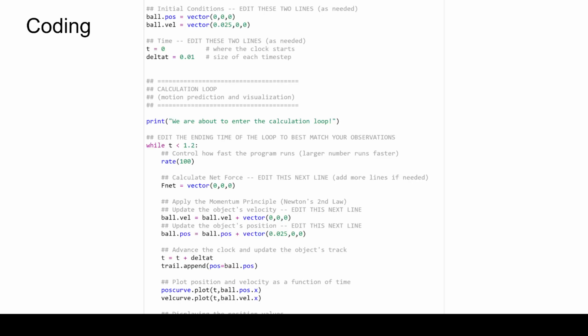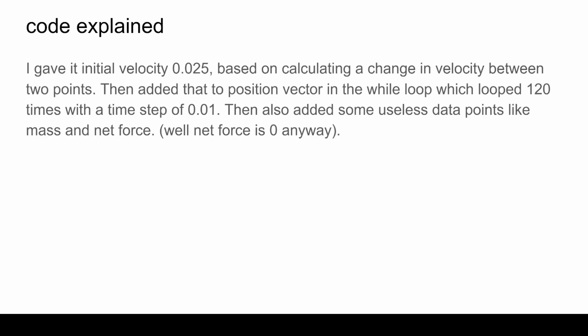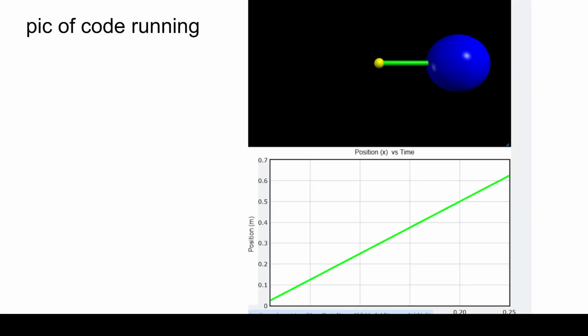Here's the code. Explaining the code, I gave it an initial velocity of 0.025 based on calculating a change in velocity between 2 points, then added the position vector in the while loop, which looped 120 times with a time step of 0.01. Then I also added some other data points that really didn't factor into the code, but just for physics sake, I added in mass and net force, even though net force is technically zero because it's constant velocity. Here's a picture of the code running.